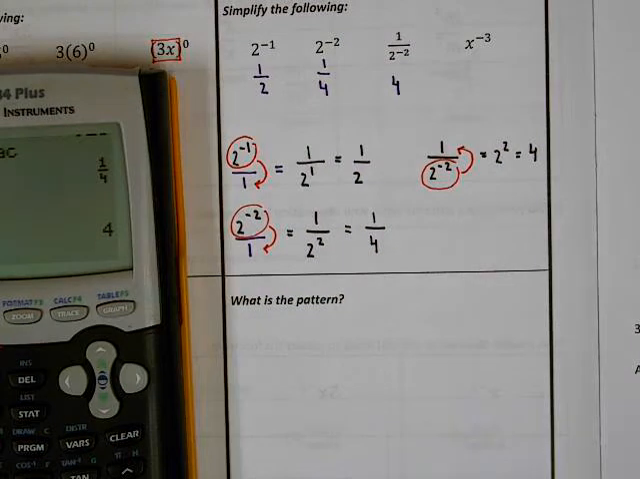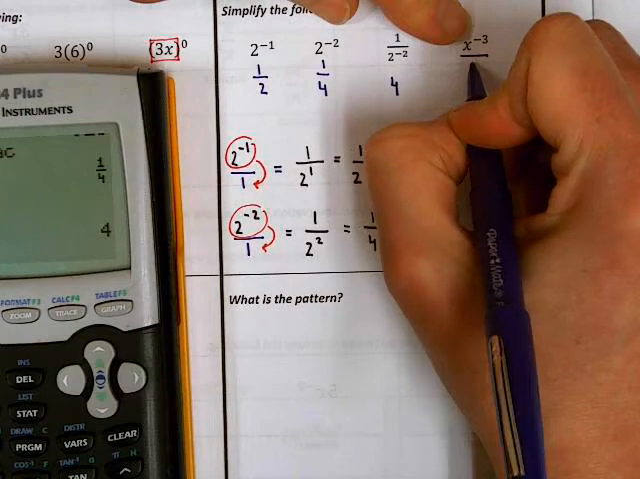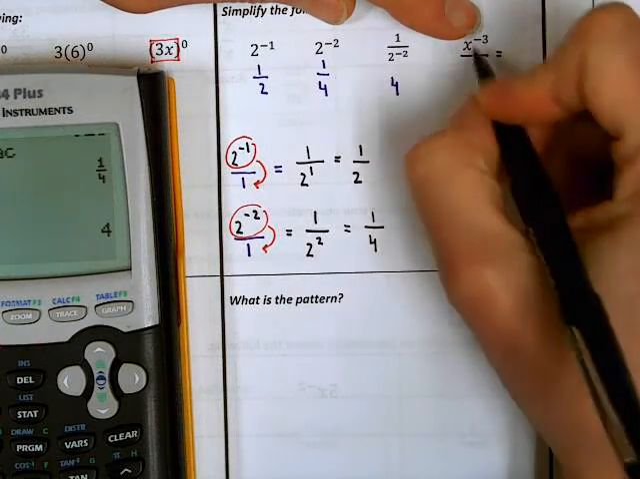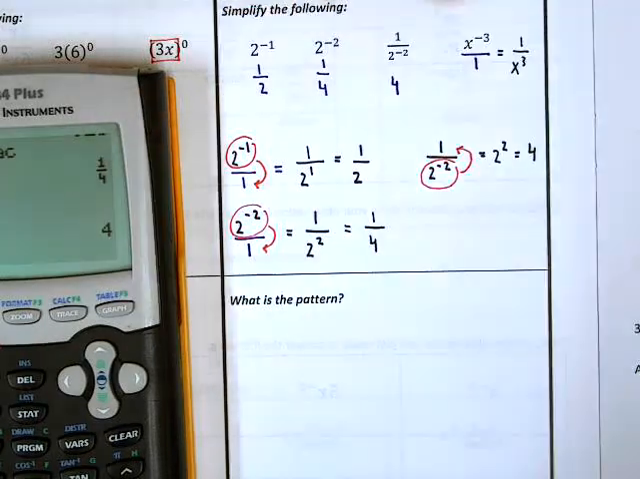So if I generalize this, I know I have a fraction really, x to the negative third over 1. So by moving that down, I can make it positive, so it's equal to 1 over x cubed.